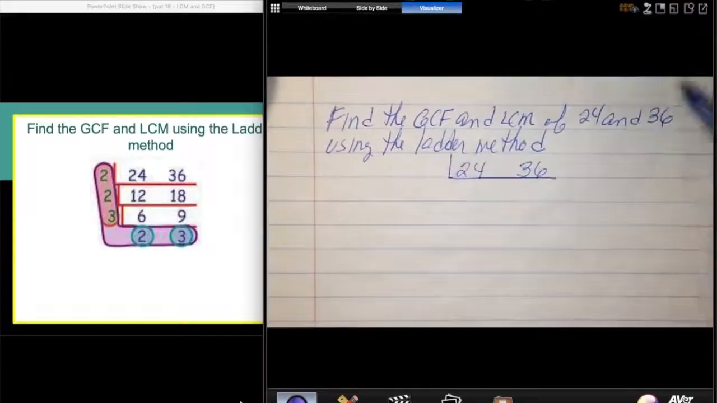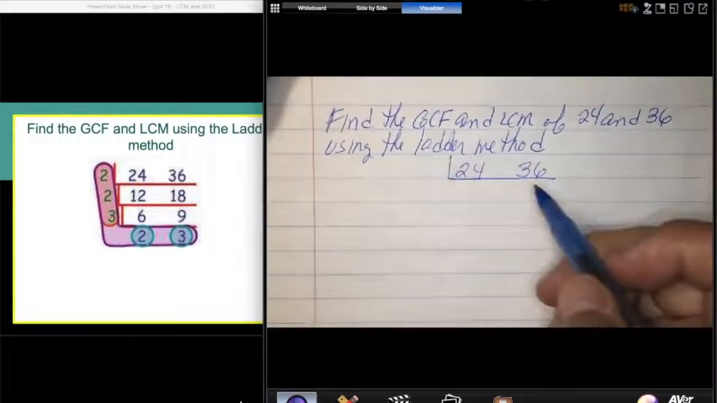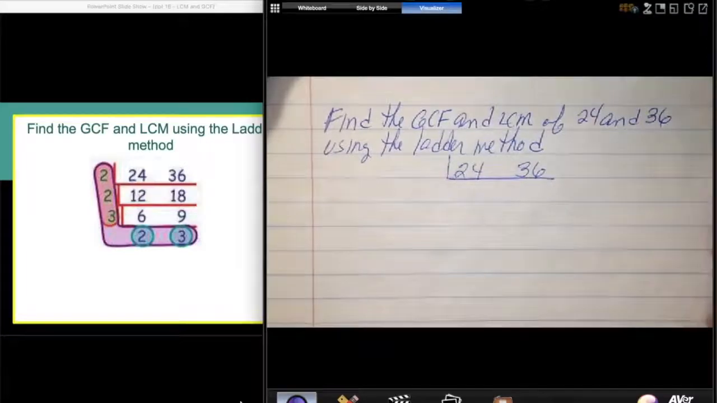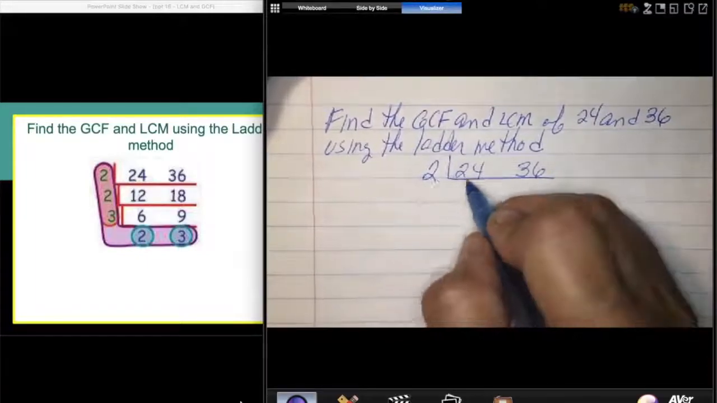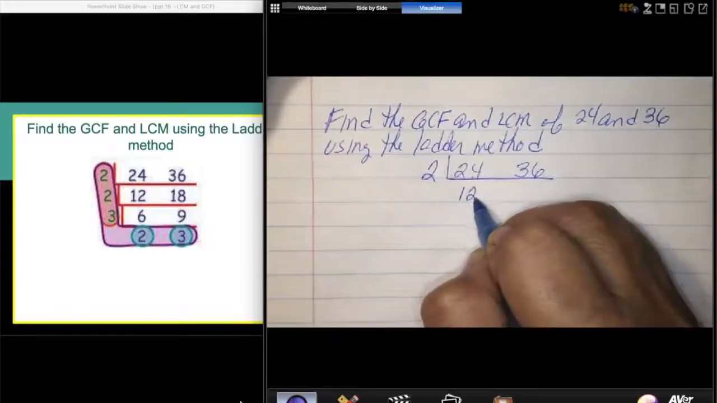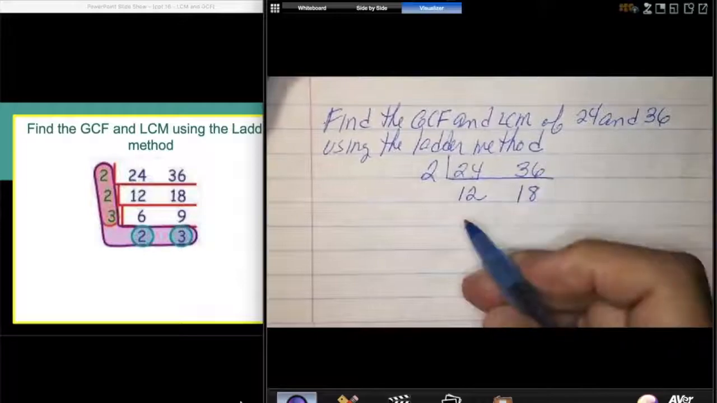L for ladder. Now I'm going to divide by a prime number or any number. I'm looking for any number that divides into both of these terms, the 24 and the 36. I could start with 2 because they're both even numbers. I started with 2. 2 divides into 24 and I put the answer underneath. And 2 goes into 36 18 times.